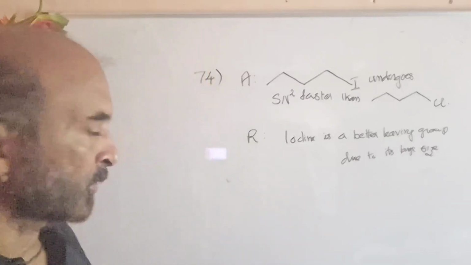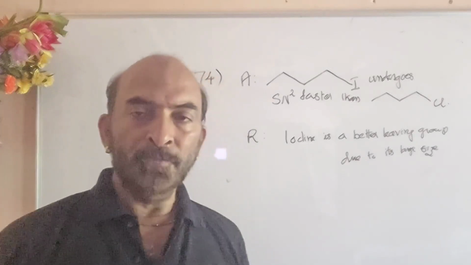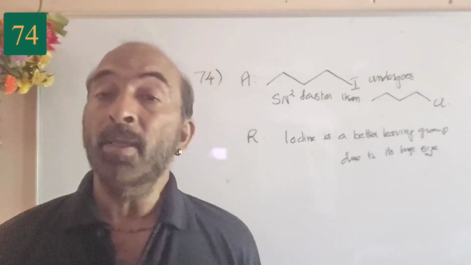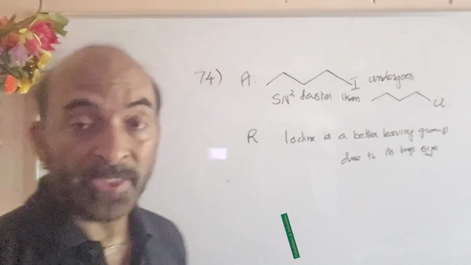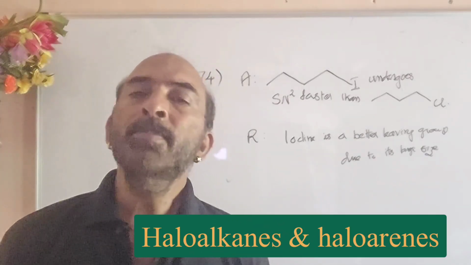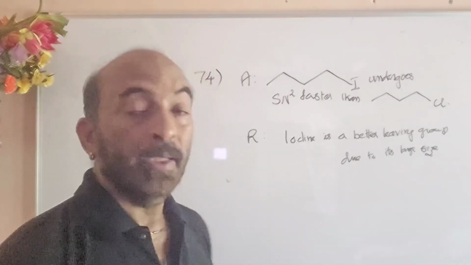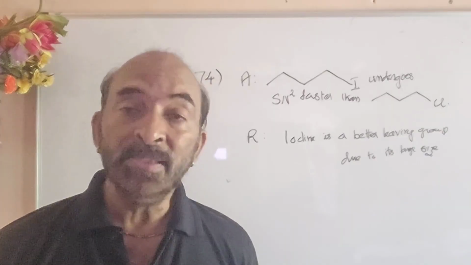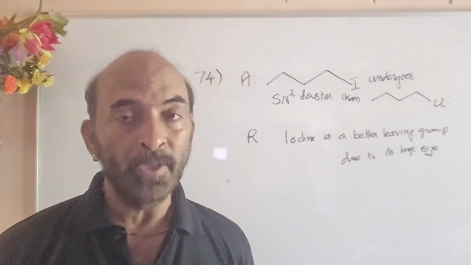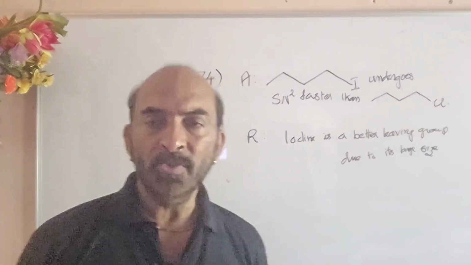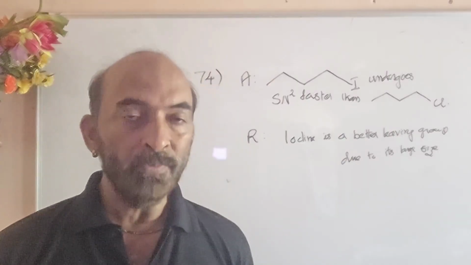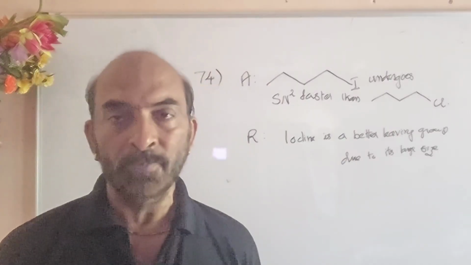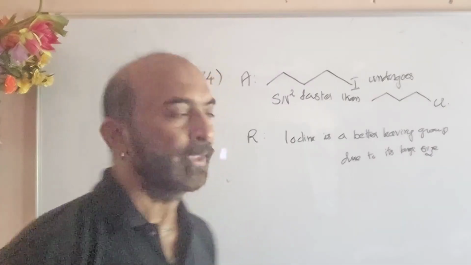The next question is question number 74. It is from organic chemistry, haloalkanes and haloarenes in second year, and it is based on the SN1 SN2 mechanism. Here this is the only assertion reason type question in this question paper. In the previous year question paper, it was not there, only statement type were there. But here, one such question has been reintroduced. We will read the assertion and reason here.